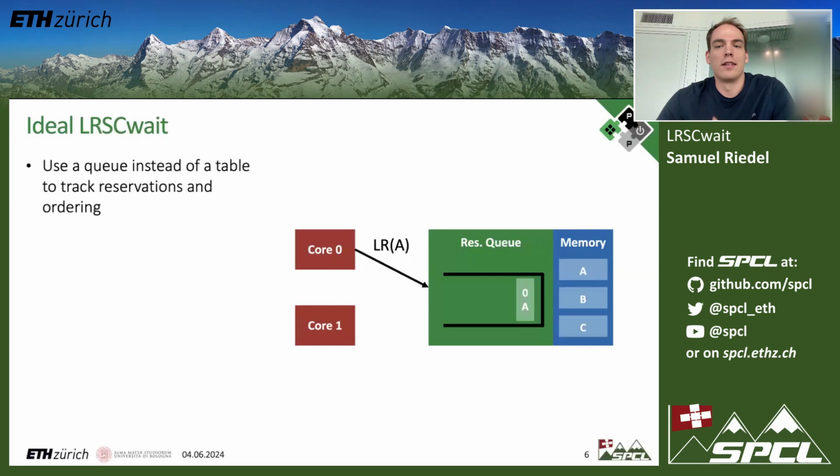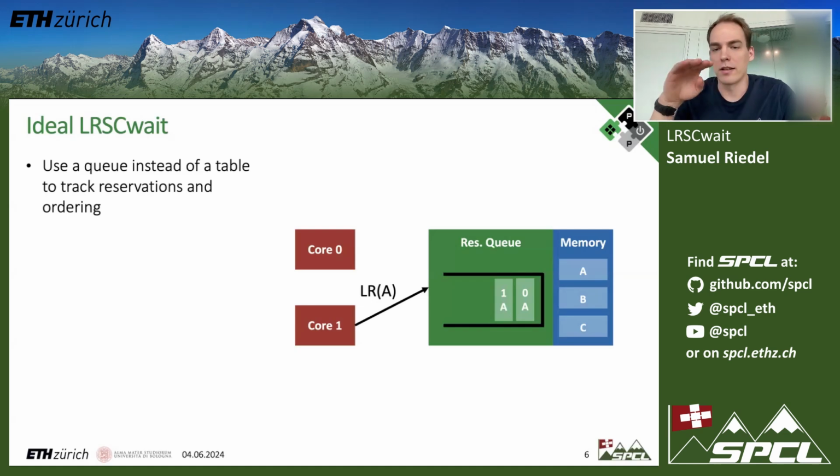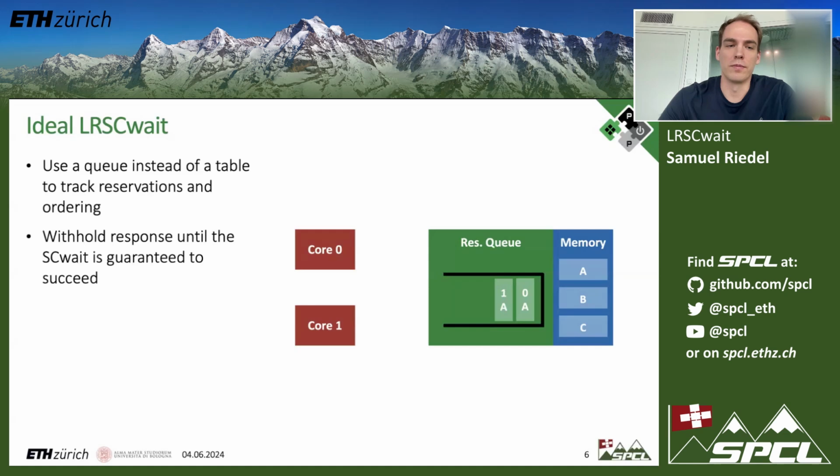So when core 0 here issues a load reserved to address A, it will get the response, the value of A, and it will be put into a queue. And similar for core 1. Now compared to a table, where this would happen in parallel and every core has the same priority, here we have core 0 at the head of the queue.